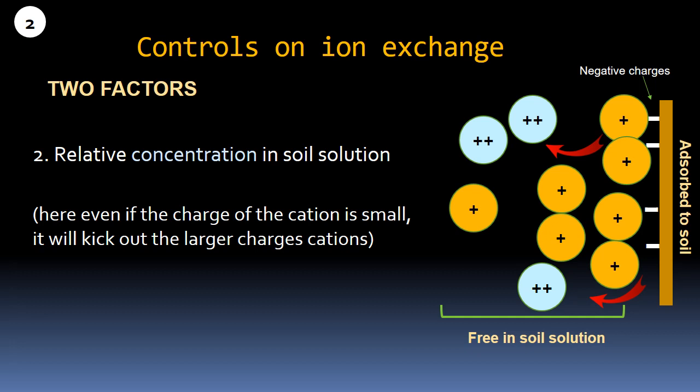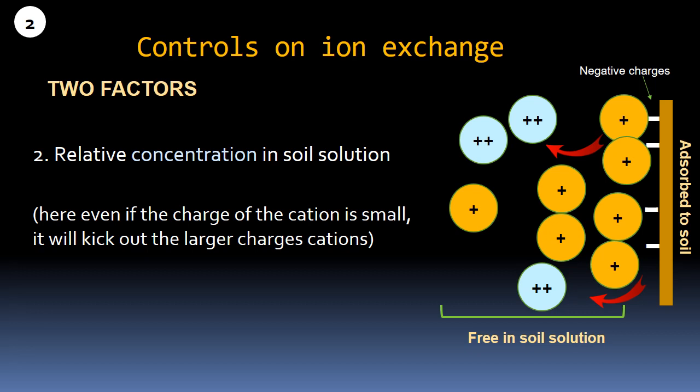The second factor that can control the exchange of cations is the prevalence, the dominancy, of the concentration of a particular cation in the solution. Again, we use the same example of soil: your soil has this number of negative charges, and these negative charges have to be occupied. In this condition, you have two different cations existing in the soil. One of them is 2+, and the other one is 1+.